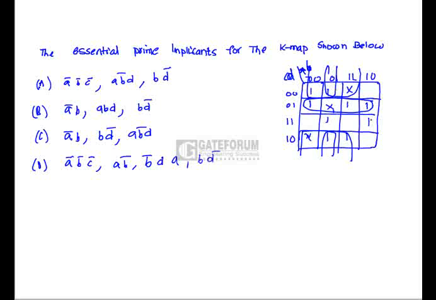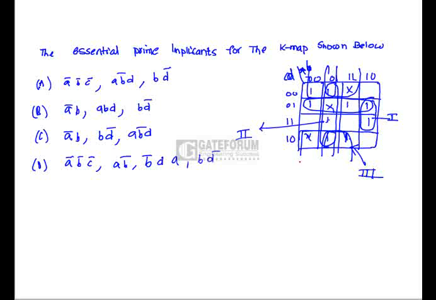But if we come to this square, this is the only possibility, as well as for this square this is the only possibility. Again for this square this is the only possibility. Hence there are three essential prime implicants. Those are indicated by 1, 2, 3.